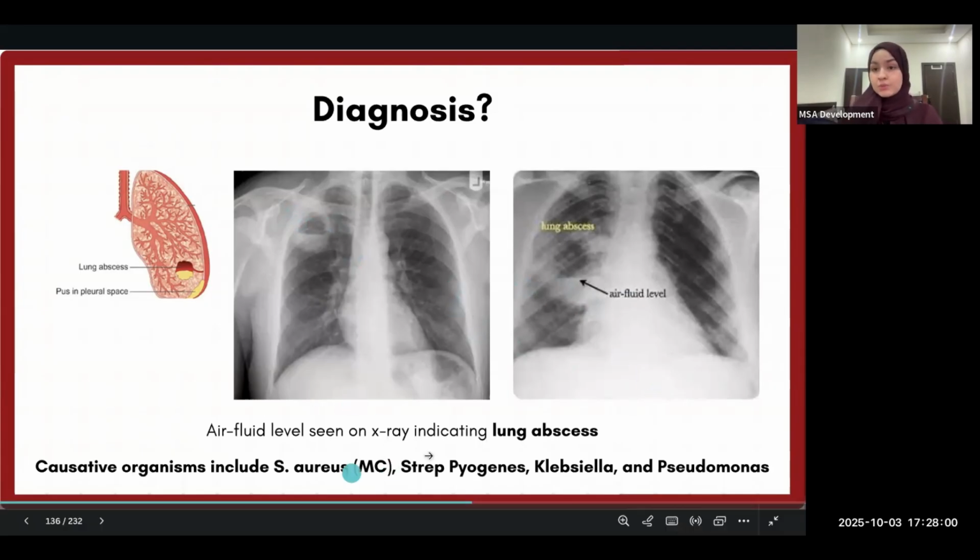And most commonly caused by Staph aureus. They very commonly cause abscesses all around the body, not just the lungs. But for this case specifically, obviously the lungs. Strep pyogenes, Klebsiella, and Pseudomonas can all cause lung abscesses.